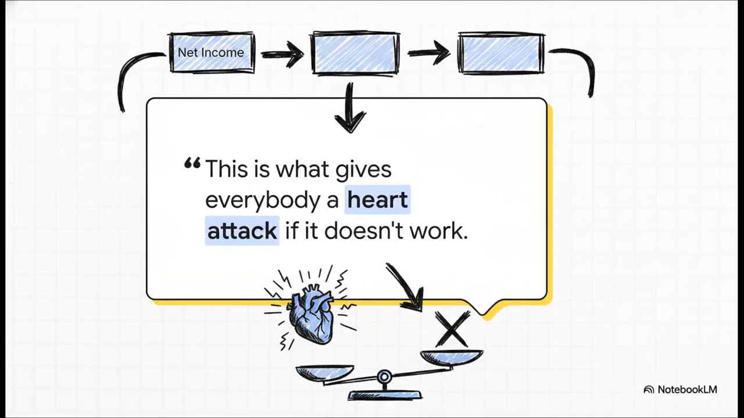I absolutely love this quote from our source instructor, Alyssa Smith, because it just perfectly captures the sheer tension of financial modeling. "Listen, this is what gives everybody a heart attack if it doesn't work, right? We've built all 3 statements, we've linked net income, we've dragged our cash flow back to our assets. Now we run the balance check, total assets minus liabilities and equity. The result must be 0. If it isn't, yeah, cue the heart attack."